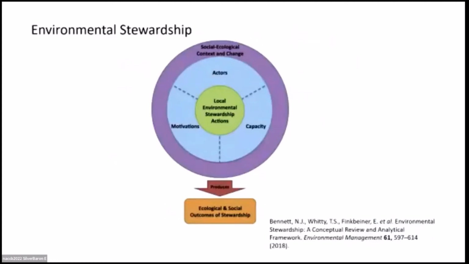So I've just borrowed this graphic from Nathan Bennett's broader conceptualization of environmental stewardship, and in particular wanted to encourage the group to think about this social ecological context, right, in which all the things around us are happening, and then thinking about the actions that individuals take within that context to affect the outcome of the things that are happening. We can think about actors, we can think about capacity, we can think about motivation.